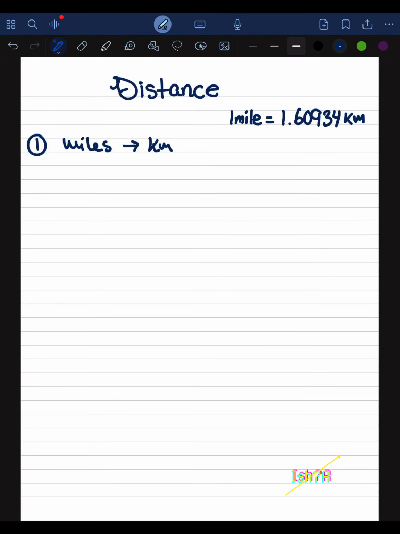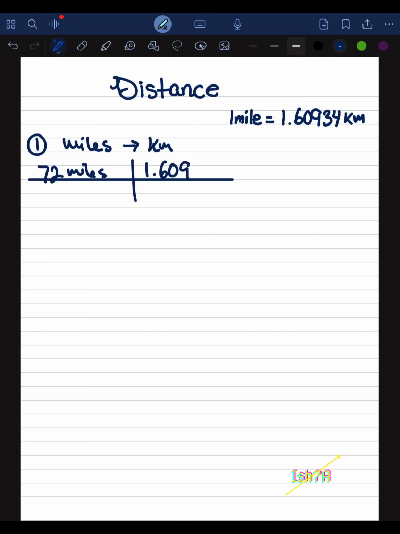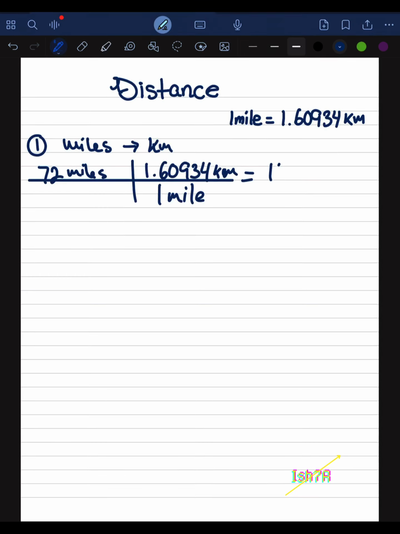Let's continue with distance conversion exercises. Beginning with miles to kilometers, we find that for each mile, there is 1.60934 kilometers. If we begin with 72 miles by 1.60934 kilometers, knowing that equals 1 mile, once we multiply that, we get 115.872 kilometers.